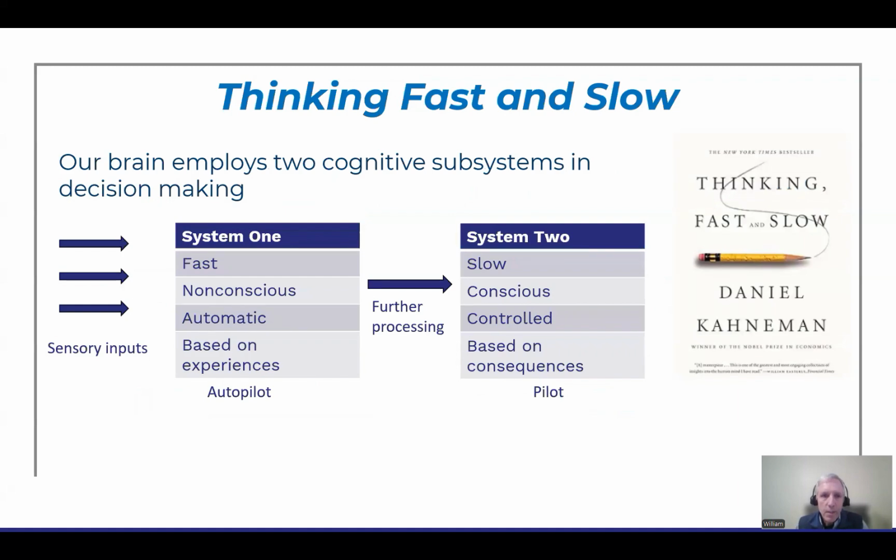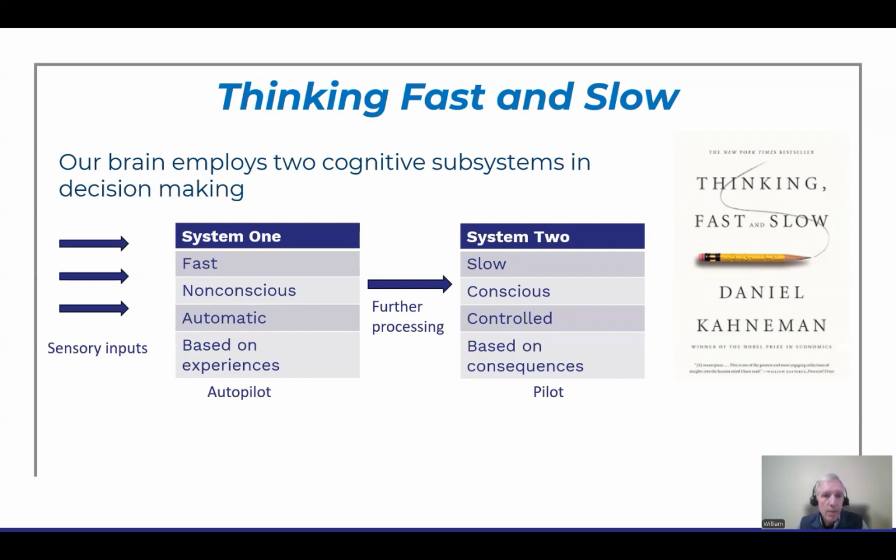This is based on some really pretty interesting work that has been done. I don't know how much research Daniel Kahneman did. He wrote the book though, and what he talks about is two cognitive subsystems in our decision making. System one is fast. It's non-conscious. We do it without realizing it. This is about pre-attentive, right? We talked about pre-attentive before.